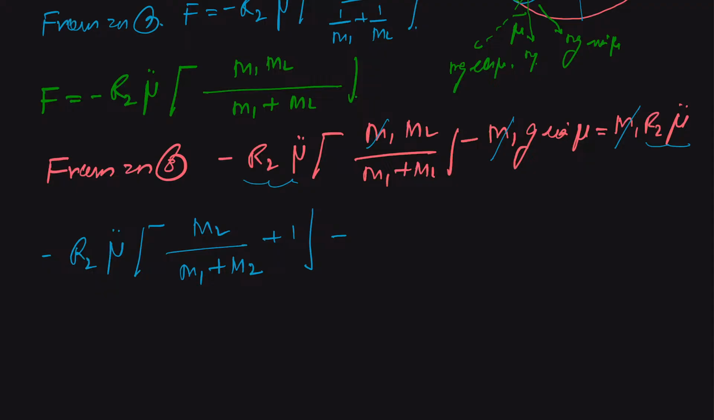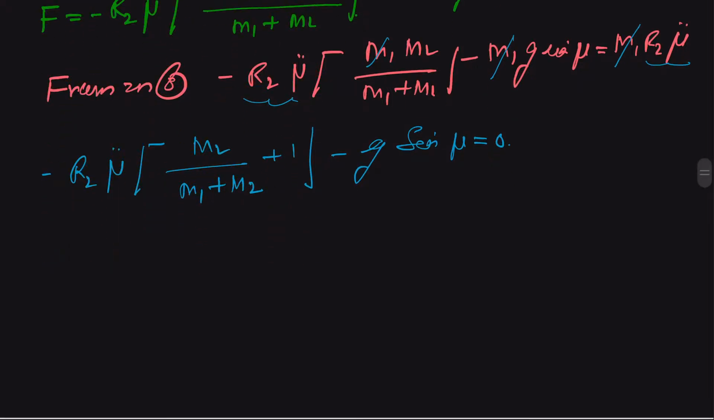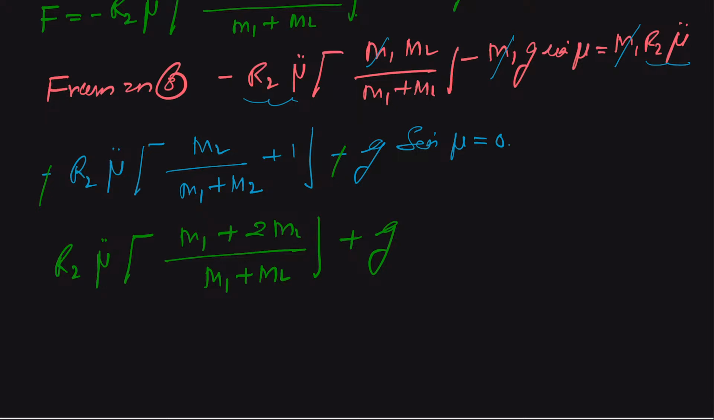Therefore we can write this as minus r2 mu double derivative, and we get this as m2 over m1 plus m2 and plus 1 is equal to, we keep it as it is because we want this as an equation of SHM. So minus g sine of mu is equal to 0, and we can take m1 plus m2 as LCM, and we can remove the negative sign. Therefore we get that r2 mu double derivative will be equal to m1 plus twice m2 over m1 plus m2 times g sine of mu. Okay, we can use our small angle approximation, and sine of mu will be approximately equal to mu, so this comes as mu is equal to 0.